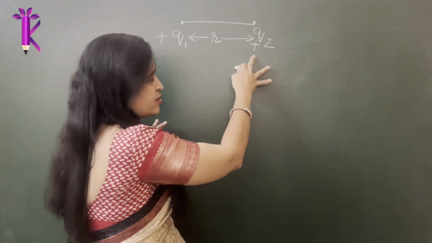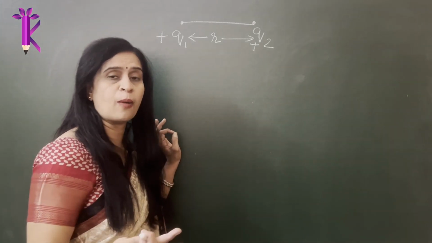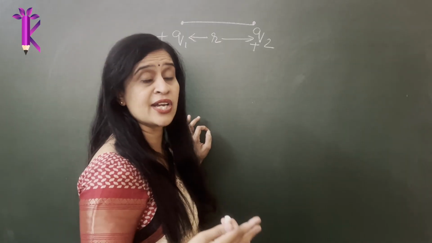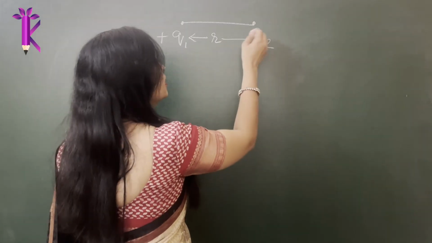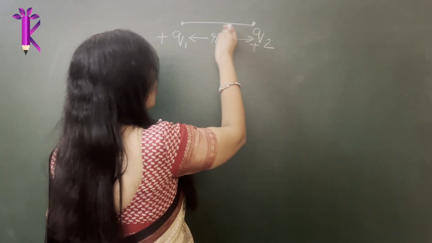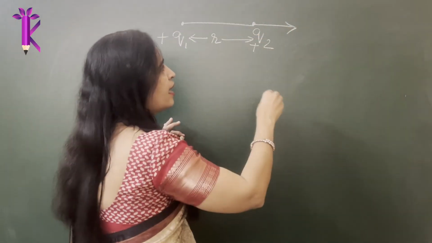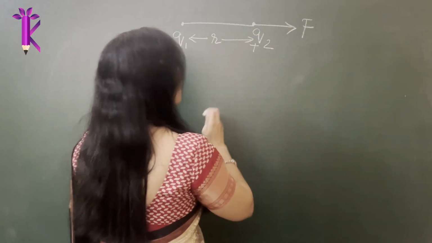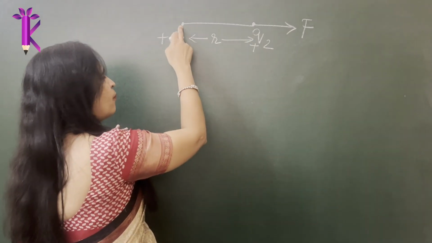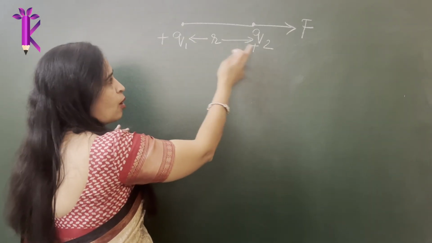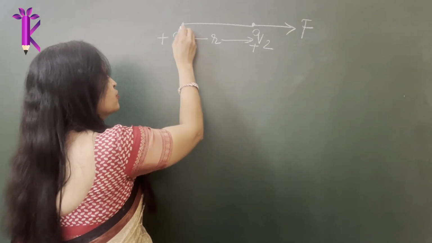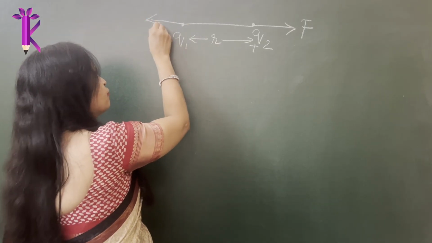Since these two are positive charges, one of the properties of charges says that like charges repel, so it has to repel. When I say repel, obviously it will not point towards Q1, it has to point away from Q1. But then I cannot simply write it as F, right? Also Q1 will experience an equal and opposite force due to Q2, so it will also move away from Q1.